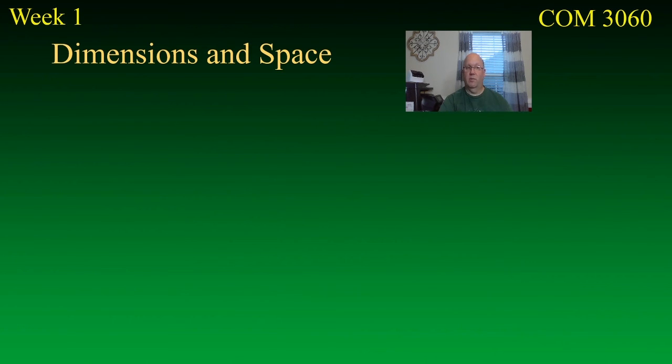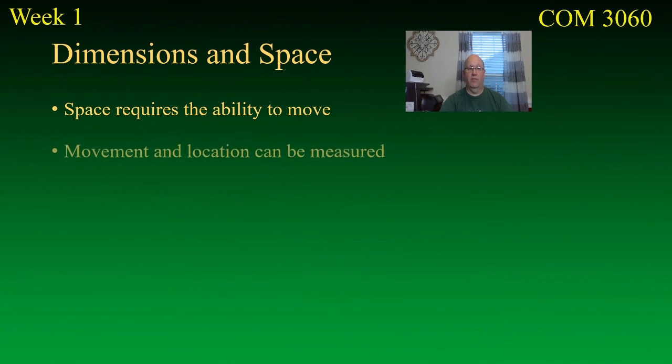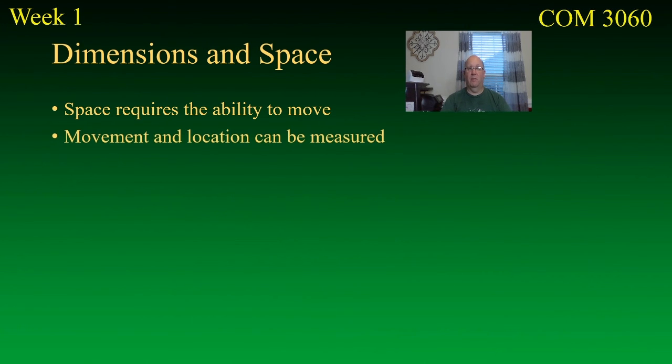Okay, so dimensions and space. First of all, space requires the ability to move or to move things around. This is kind of esoteric, I know, but we're just understanding what space is. If you're working in space, you want to think of that as the ability to move in one direction or another. And a direction basically implies a dimension, which we'll get into. Okay, movement and location can be measured. When you're doing computer graphics, that becomes extremely important. Everywhere you go is measured in terms of where you are in each of the dimensions you are measuring.